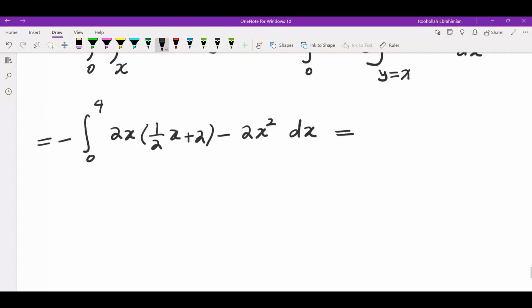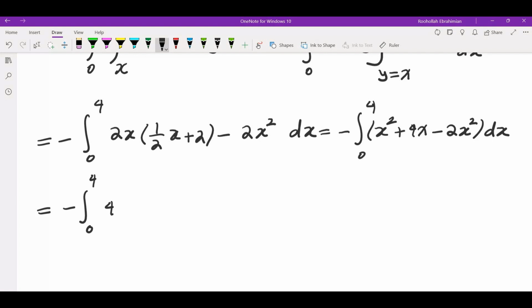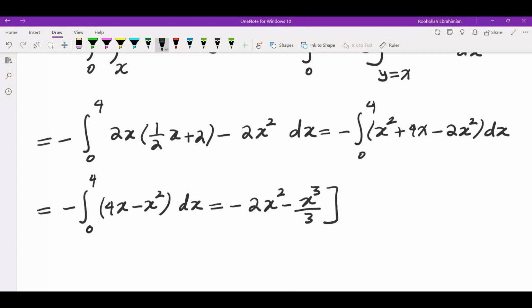Let's multiply, simplify, and then integrate. So we have a negative sign, which I'm going to make sure to keep. Multiplying this, we get x squared plus 4x minus 2x squared dx. This is going to be integral from 0 to 4, 4x minus x squared dx. And then we're going to evaluate the integral. So this would be 2x squared minus x cubed over 3, from x equals 0 to x equals 4.